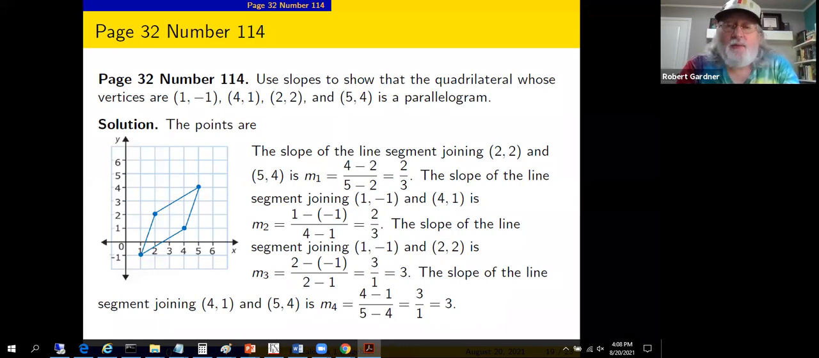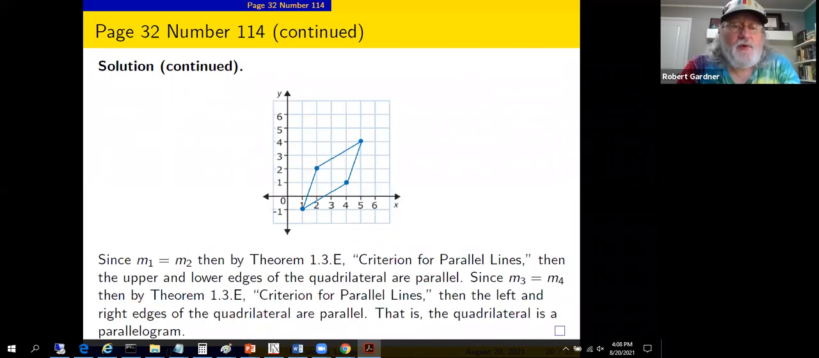Let's state that formally to get the answer in front of us. M1 equals M2, criteria for parallel lines, tells us that the top and the bottom are parallel. M3 equals M4, same result, tells us the left and the right are parallel. That is, this quadrilateral is a parallelogram, just based on the fact that parallel lines have the same slopes.